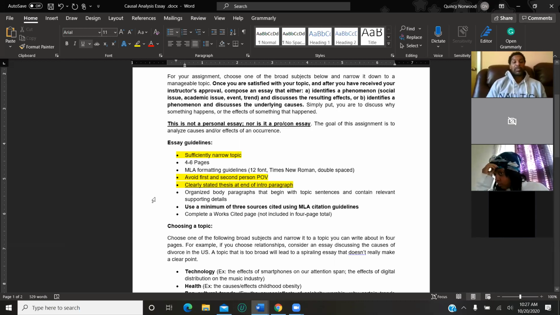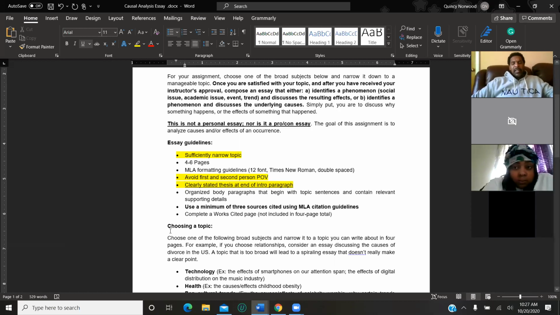I'll show you all a couple of examples in a second here. And like I said, it's best to come up with your thesis statement as early as you can. That's going to be part of our assignment for next week, coming up with our thesis statement in a few points.